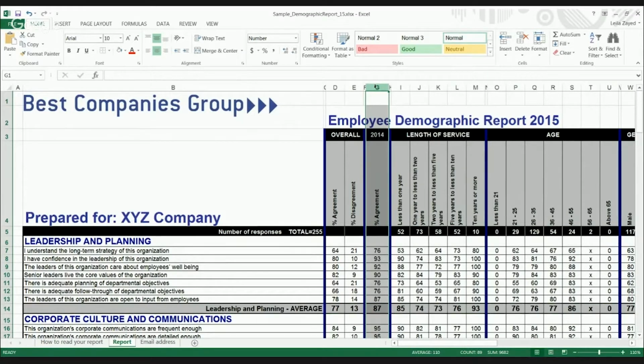And then to the right, we have our demographic categories. Those demographic categories include both personal demographics as well as workplace demographics. Personal demographics include age, gender, and ethnic background, while workplace demographics include length of service, status, job role, and department.